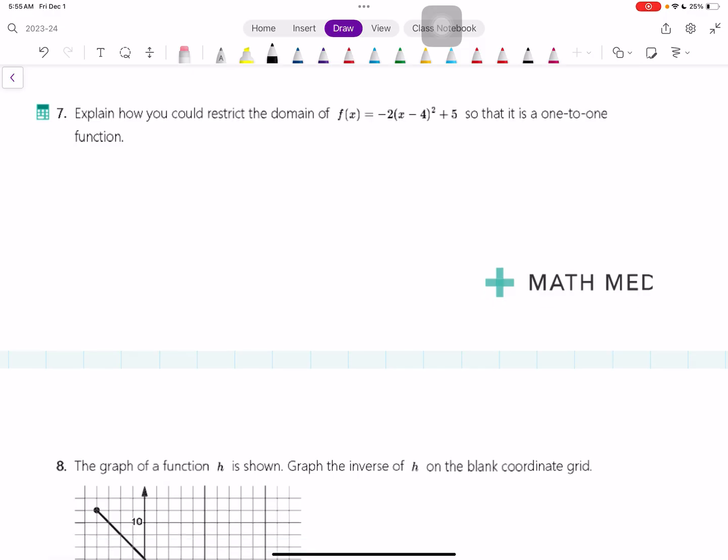Okay, number 7. Explain how you could restrict the domain. We did this in the lesson. How can you restrict this domain so that it's one-to-one? Well, I would suggest doing a little sketch. I know the a right here is -2, so it opens down. I'm using my prior knowledge from previous units. This is in vertex form, a times x minus h to the second power plus k. We talked about that in prior units. This is just one of those things that you guys have to know.